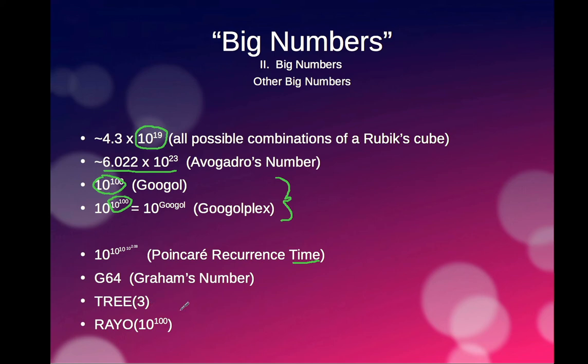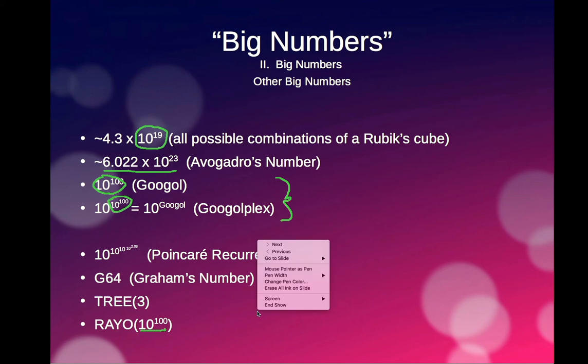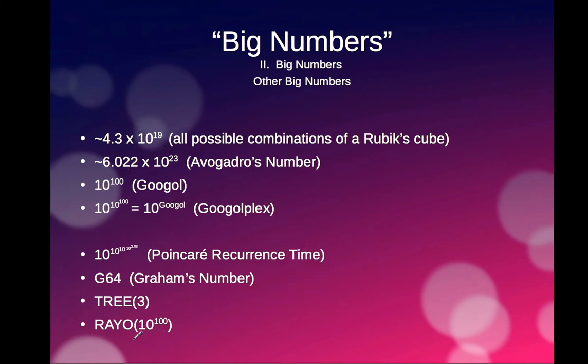And then finally, we have Rayo of a Google. Recall that this notation here is also this one up here. Let's tidy this up a little bit. So Rayo of a Google is a number. As far as I can tell, Rayo of a Google is currently the largest finite number that's ever been formally described.